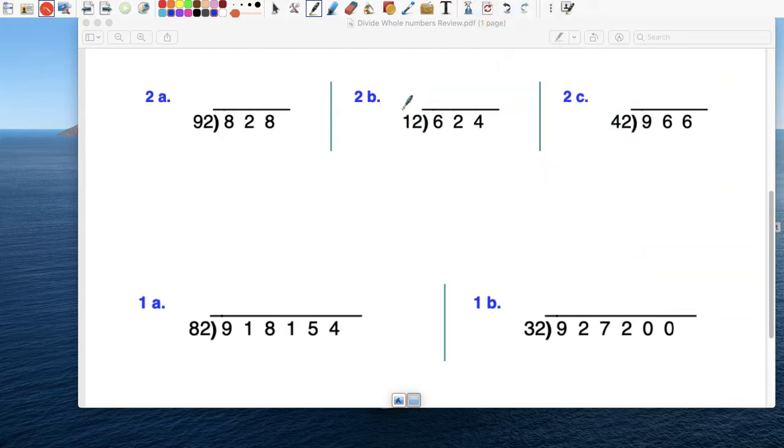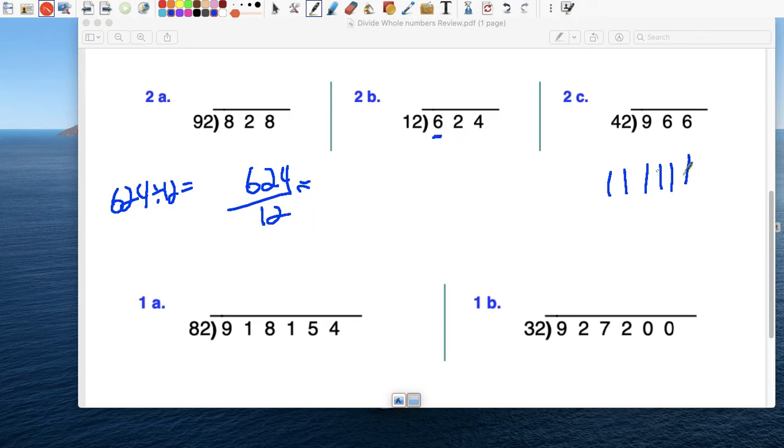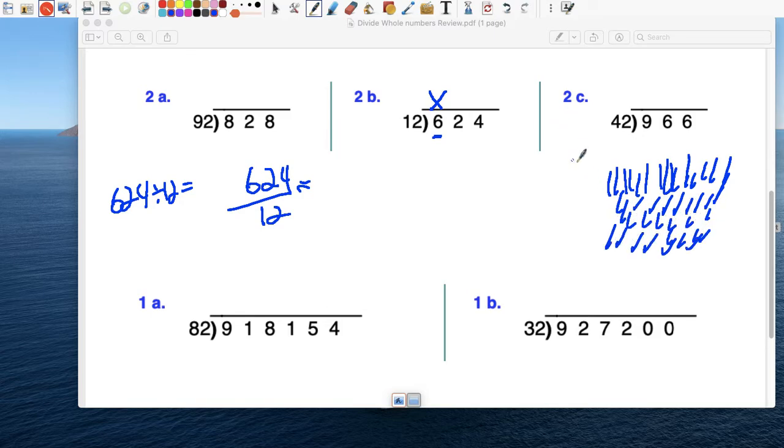Next one, 12. So again, 624 divided by 12. Okay, let's find out what that is. Try to use your calculator during the process and then later to check your answer. So I have the first number, 6. Can I make a group of 12? No. Then I drew 62 sticks. Can I make a group of 12? Yeah. I don't know how many, but we can make.